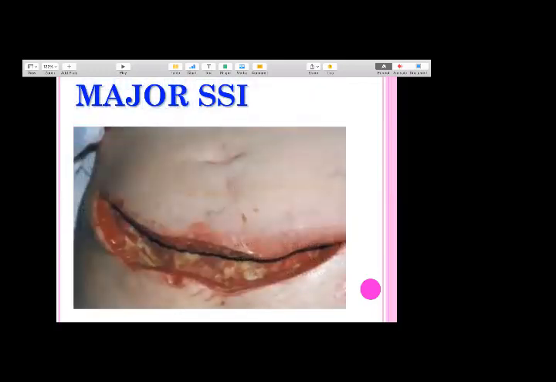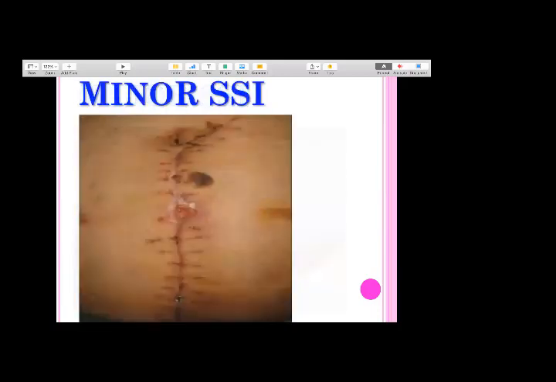There's a picture of a major surgical site infection. Obviously, you can see it's not just limited to the superficial dermis and epidermis. It's definitely deeper. And here is a minor one in the middle, as you can see right here. The rest of the wound seems to have healed quite well. Margins are closed, except for out here, which seems like probably a superficial infection.